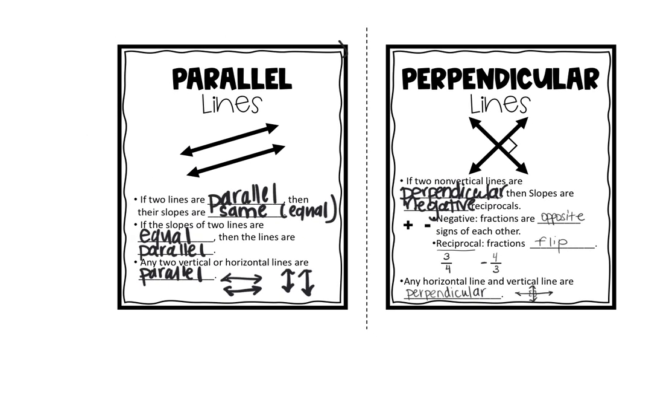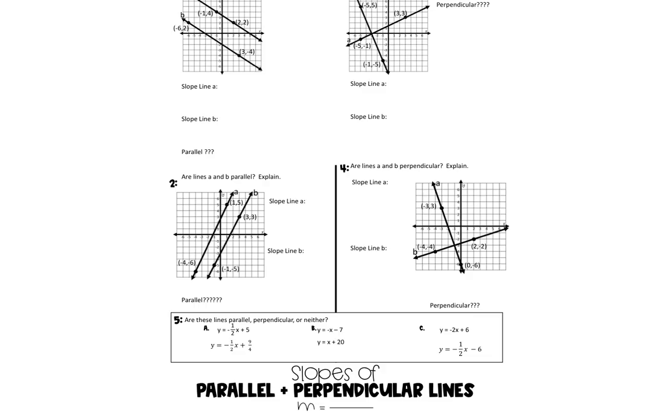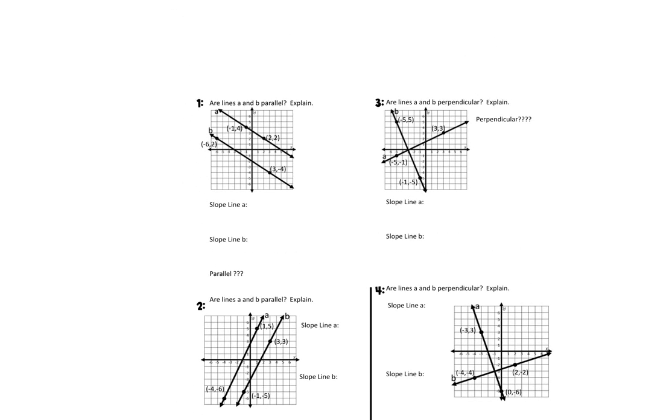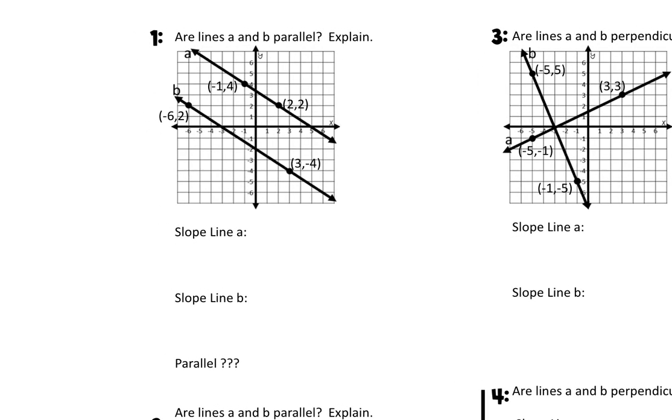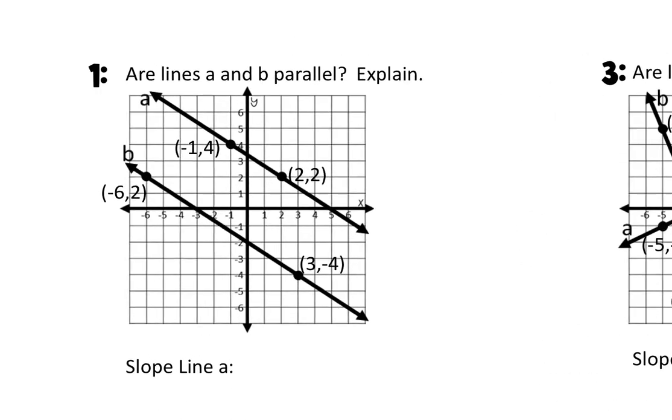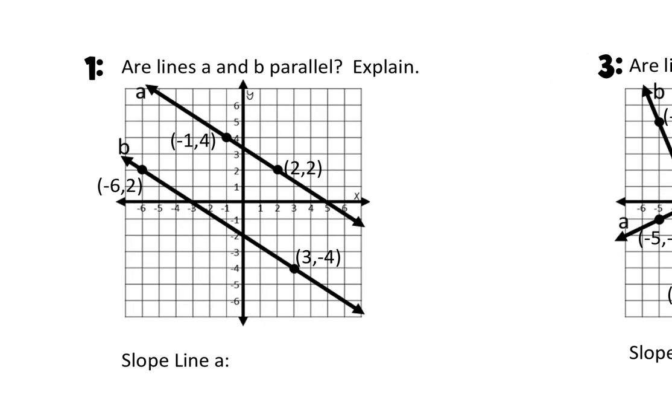So, let's look at visual slopes and try to find if they are parallel or perpendicular lines. So, I'm going to go into your worksheet. All right, so let's look at number 1 first. The question is, are the lines A and B, so we can see two different lines there, parallel?